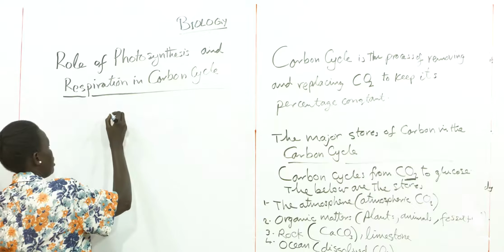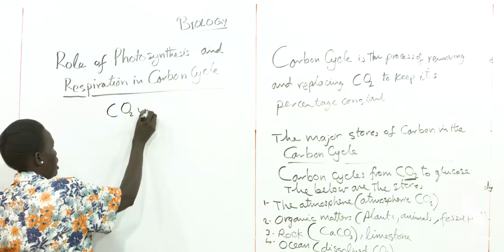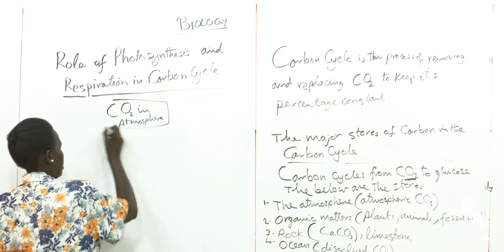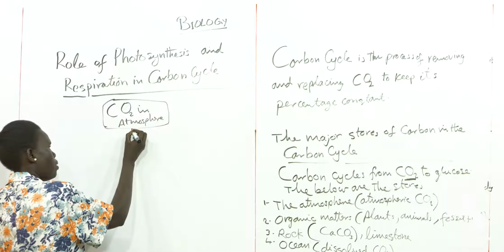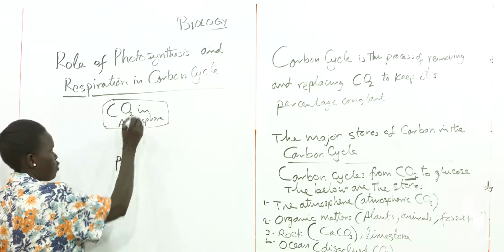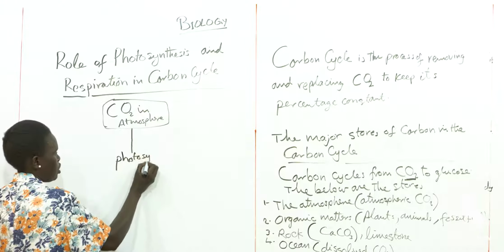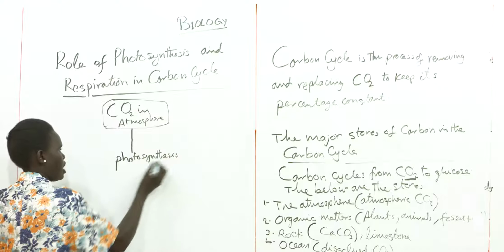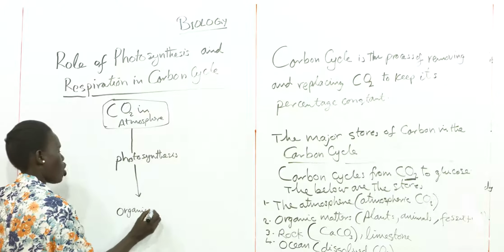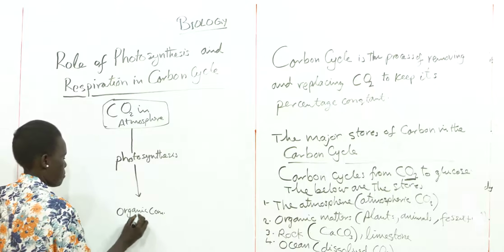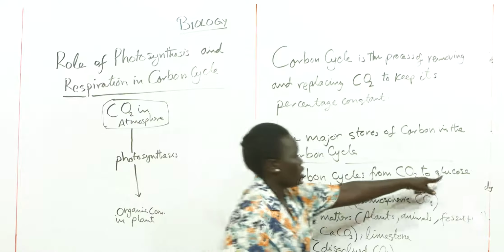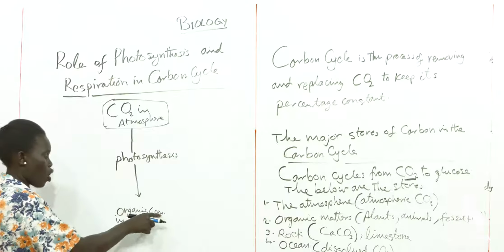We have the atmospheric carbon dioxide here, and this is the one that will be pulled from the atmosphere through photosynthesis. This photosynthesis takes place in plants, producing organic compound in plant, because through photosynthesis, glucose is formed, and glucose is an organic compound in plant.